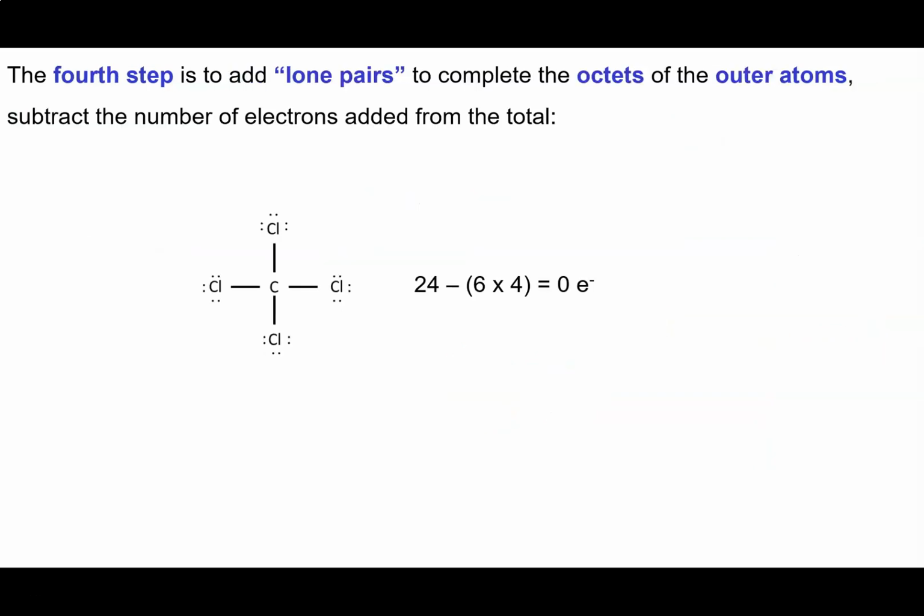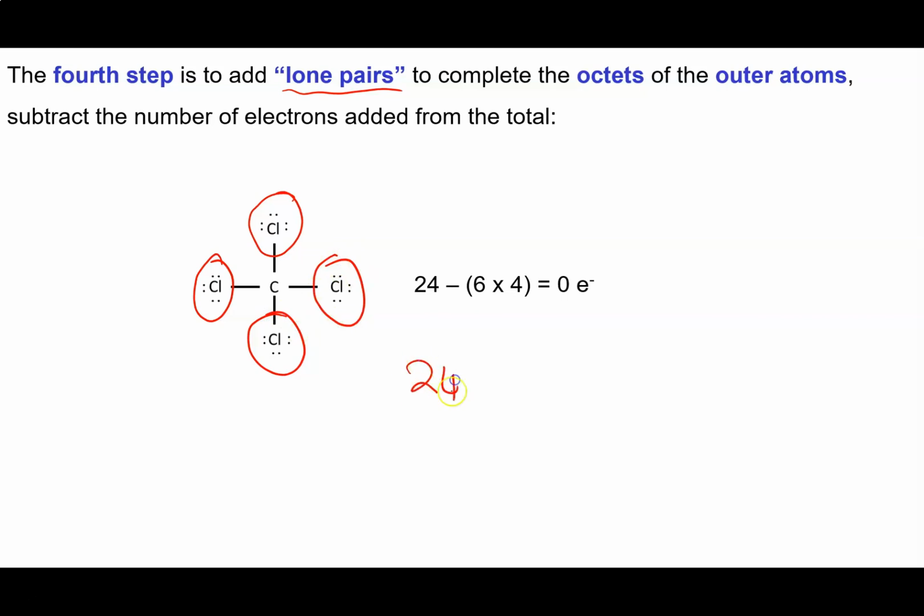So what I'm going to do in step 4 is I'm going to add what we call lone pairs. These are those non-bonding electrons to complete the octets of all of my outer atoms, and then I'm going to subtract that from the total. So I had 2 from the bond, 2, 4, 6, 8. So I need 3 lone pairs on every chlorine atom to finish off the octet.